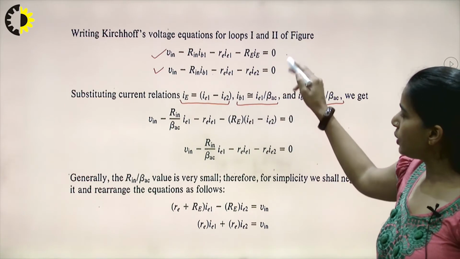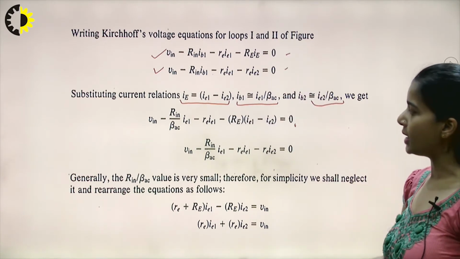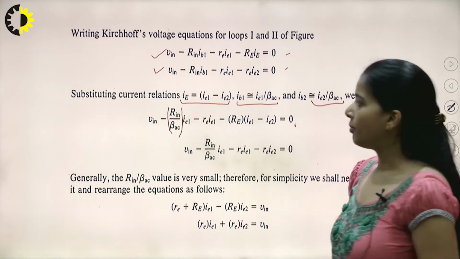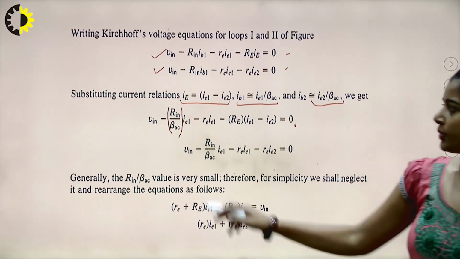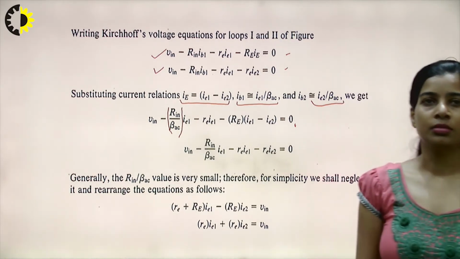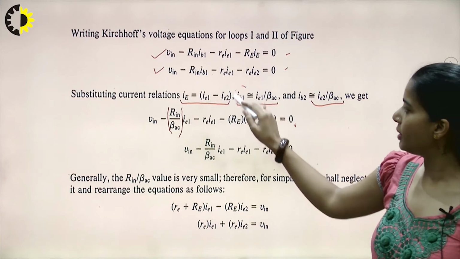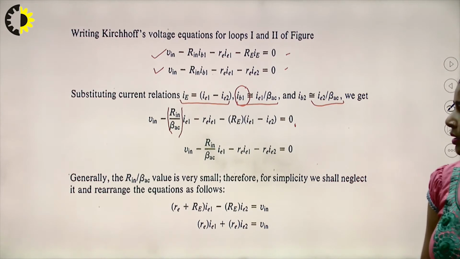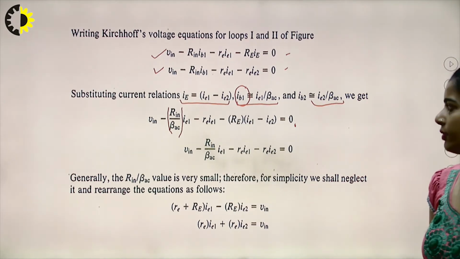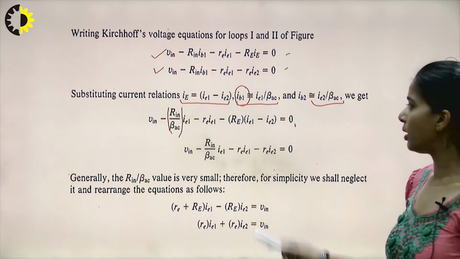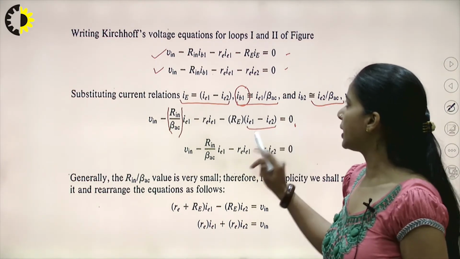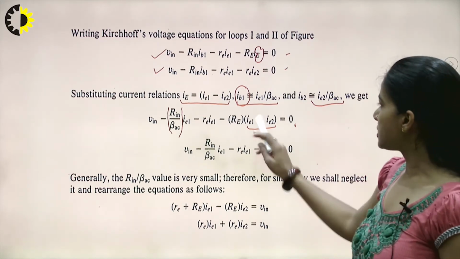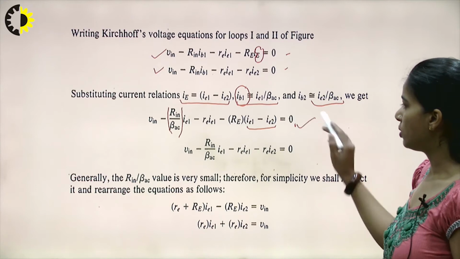Now these two equations can be simplified as Vin1 minus Rin1 upon beta AC multiplied by IE1. This IE1 upon beta AC term comes from this IB1. When we replace this IB1 then we get this IE1 by beta minus re into IE1 minus capital RE and the difference of the current that is written here as capital IE. So that is IE1 minus IE2 is equal to 0.